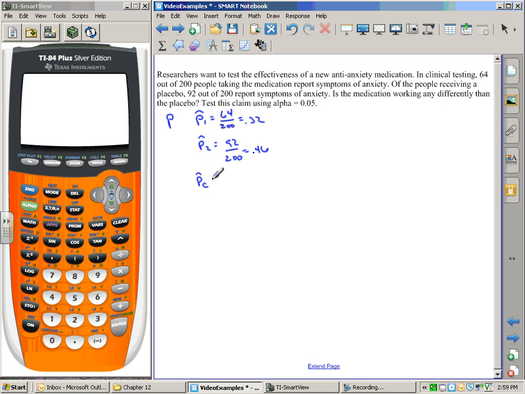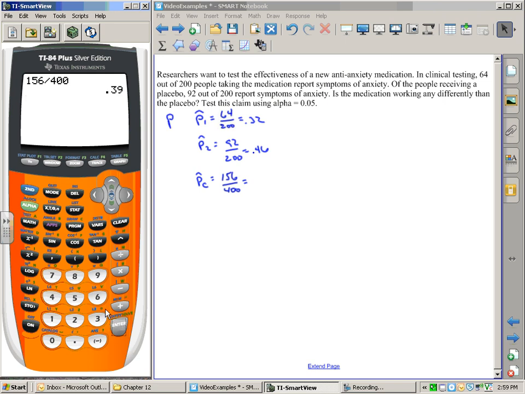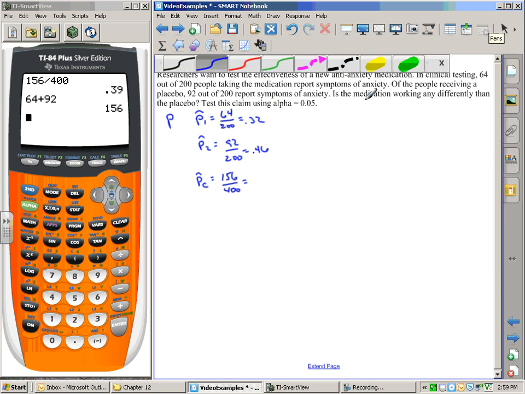And since this is a two sample, we also need to have a p hat of the cumulative, of the total, which would be, if we add those two together, 156 out of 400, which, going over to the calculator to make sure I'm doing that right, 156 divided by 400, it's going to be 0.39. And let me just make sure, 64 plus 92, sure enough, is 156. So my p hat c then is going to be 0.39 for that one.